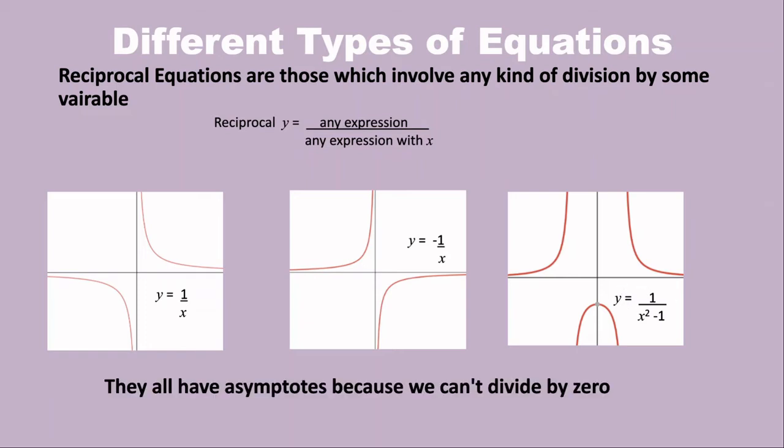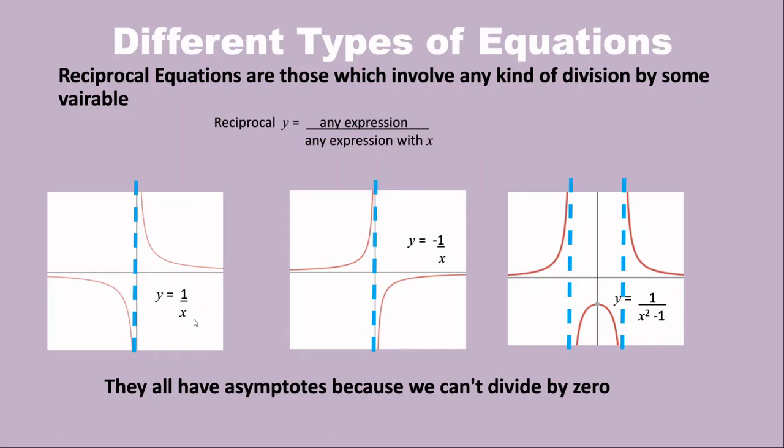The reason our reciprocal curves all look so strange is because they all have asymptotes. And the reason for that is because we can't divide by 0. So in every single case, you should notice that there's a line that the curve never reaches or crosses, although it seems like it's getting close. And the reason for that is that we cannot divide by 0.